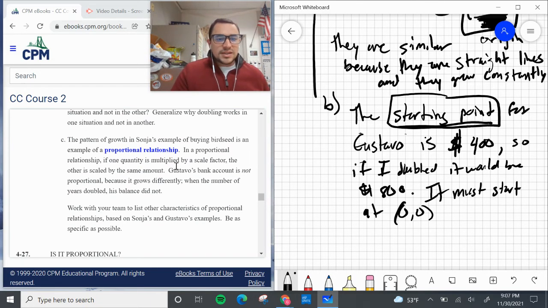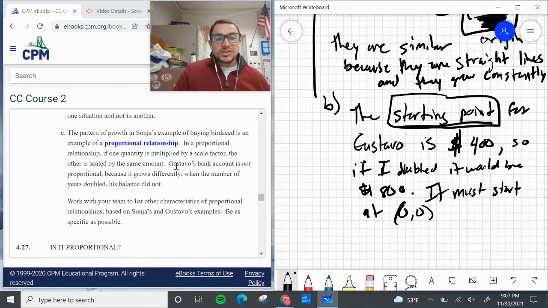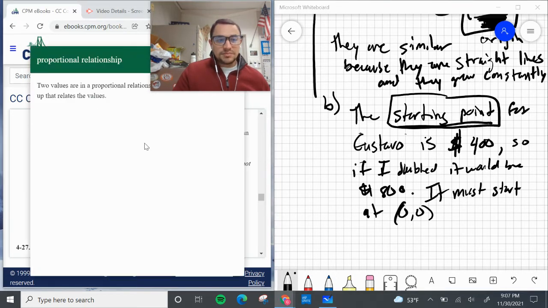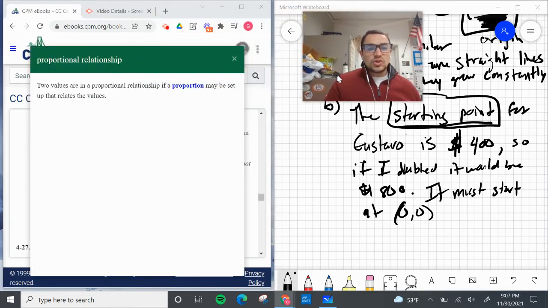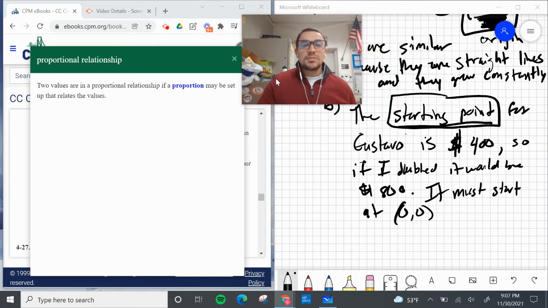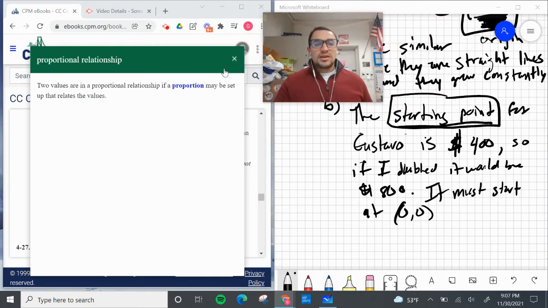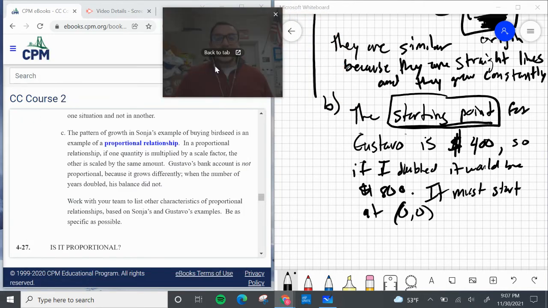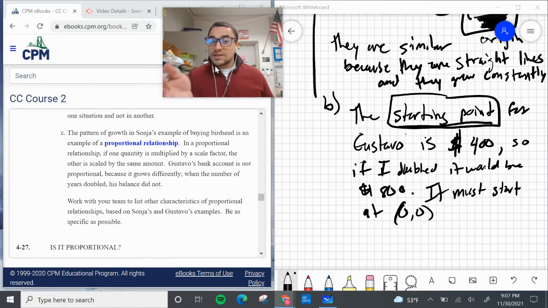So that's B. C, the pattern of growth of Sonia's biodiversity is an example of a proportional relationship. When two values are in a proportional relationship, a proportion can be set up that relates the values. So 0 is 0. That's the first thing. And then 1 is 6.75. Every single unit is going to be 6.75. So that's what we want to make sure we understand.